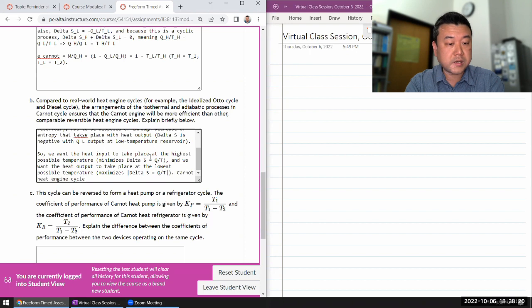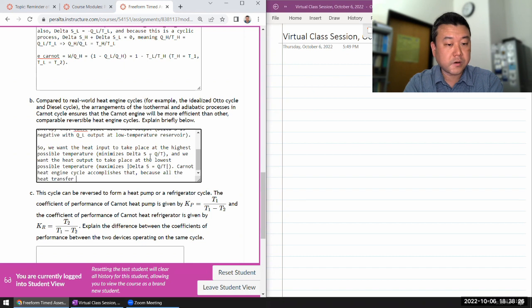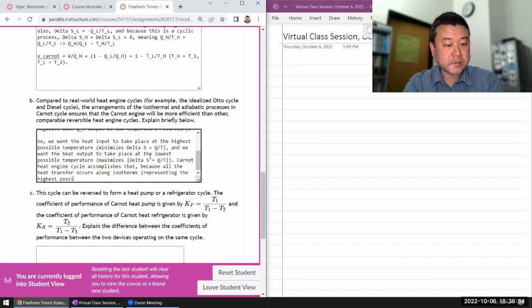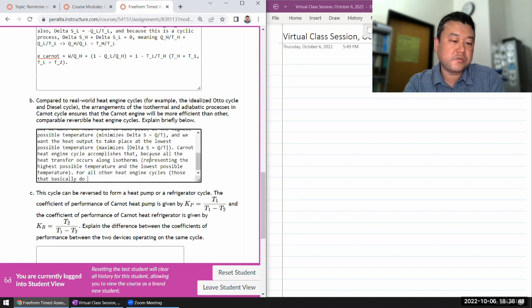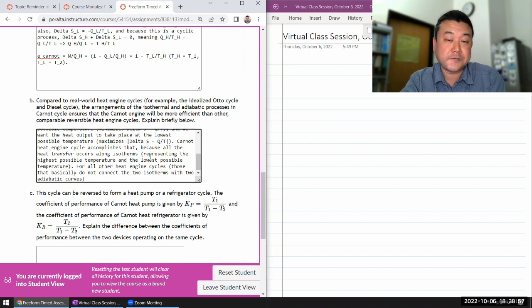The Carnot heat engine cycle accomplishes that because all the heat transfer occurs along isotherms, representing the highest possible temperature and the lowest possible temperature. All other heat engine cycles basically do not connect the two isotherms with the two adiabatic curves. Because if they do, they are Carnot cycles. If they don't, it's something else.